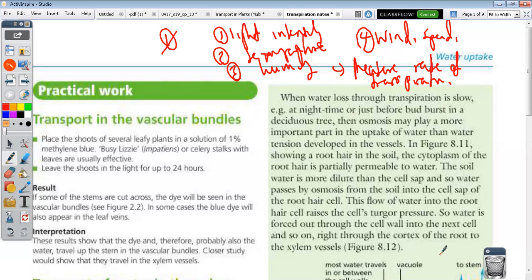Now, what do we do? Laila, what do we use to measure the rate of transpiration? So you guys, I said go and read that. You didn't read, because no one knows. Ella, what do we use to measure rate of transpiration? Is she in the lesson? I think so. What do we use to measure rate of transpiration?